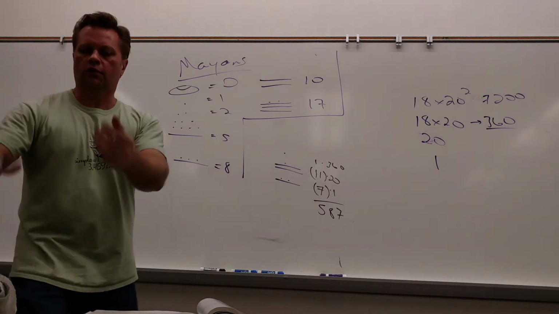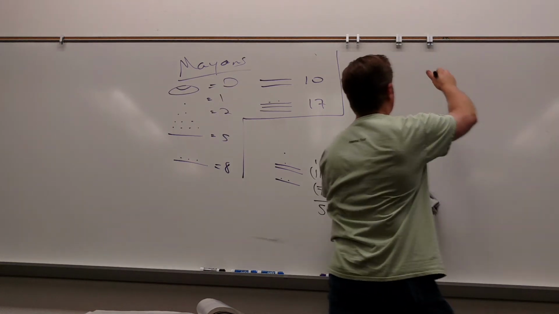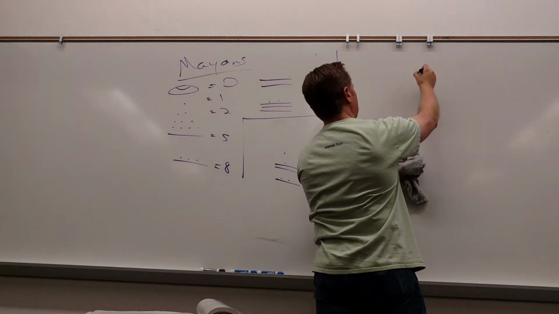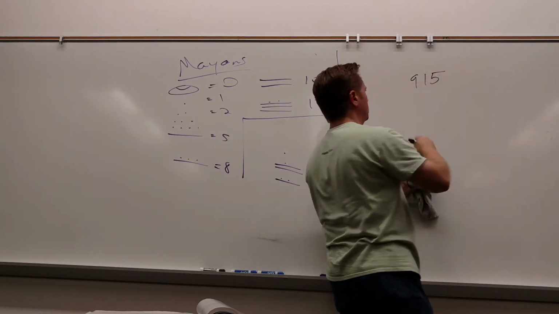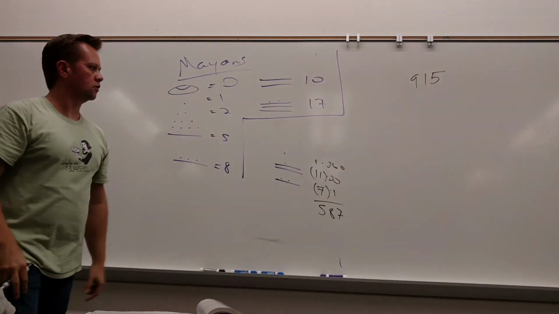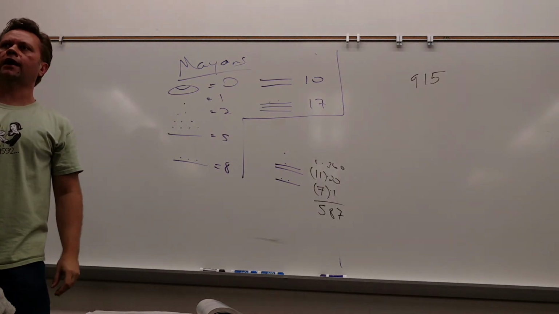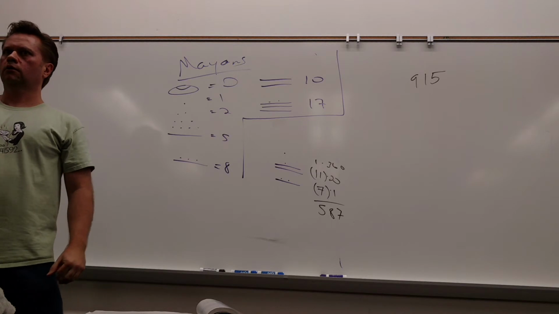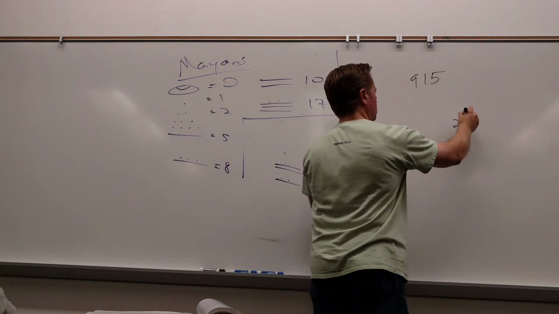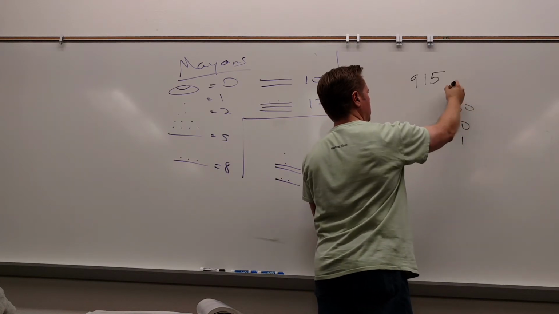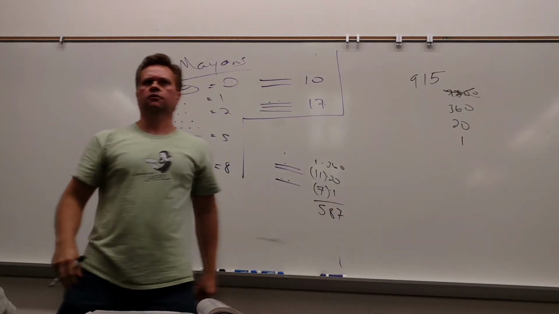Cool. So let's try one going backwards. Let's try one starting in our system. So how would you put this into Babylonian, 915? Divided by 360. Yeah, exactly. You first identify how many places you're going to need. So I need ones, 20s, 360s. The next one would be 7200. That would become a 2, so I don't need that.